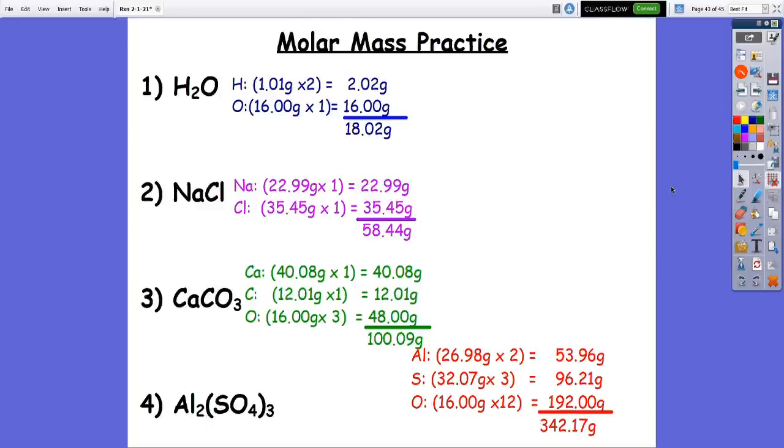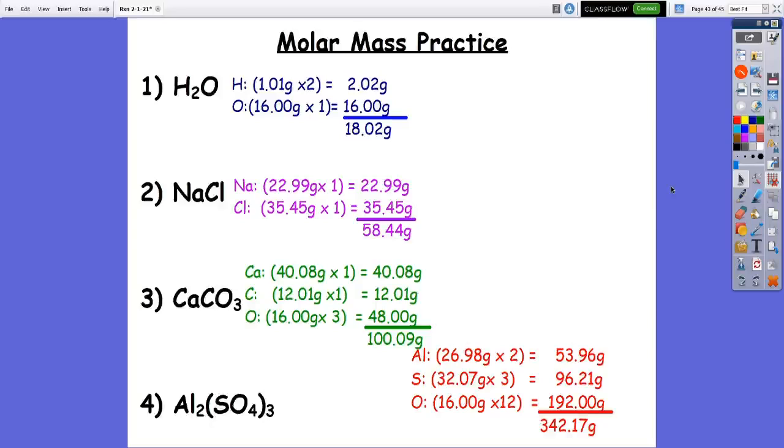My calcium carbonate, the final answer was 100.09 grams. I have 1 mole of calcium atoms weighing in at 40.08 grams. I have 1 mole of carbon atoms weighing in at 12.01 grams. And then I have 3 moles of oxygen atoms, each weighing in at 16 grams for a total of 48.00 grams. So when I add these all up, 40.08 plus 12.01 plus 48.00, you get your final answer of 100.09 grams.